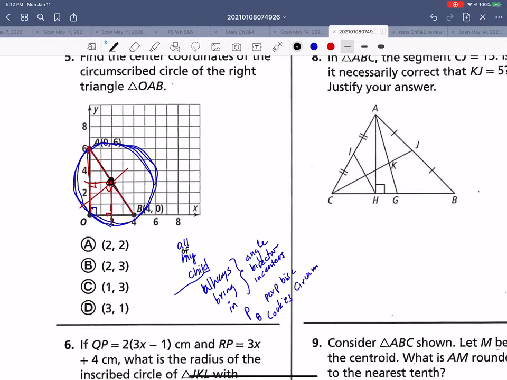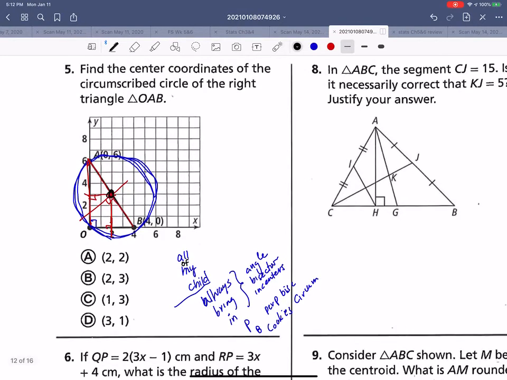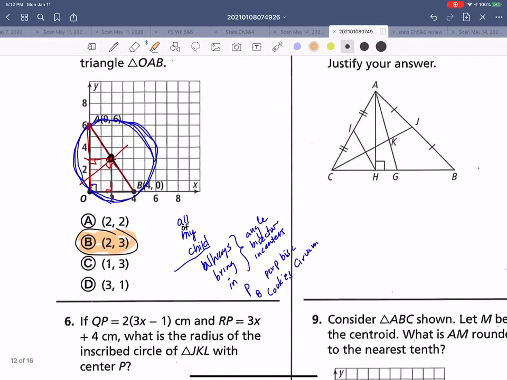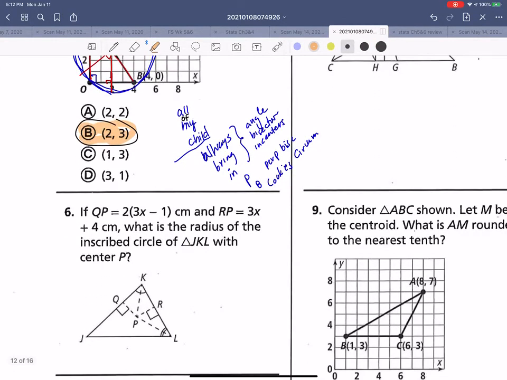Something like that. Yeah, so find the coordinates of the circumscribed circle. I'm getting the coordinate 2, 3. There it is. Okay. 6. What about an inscribed? Well, that one's a circle that fits inside. So what does that mean?